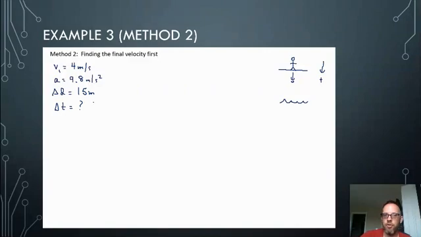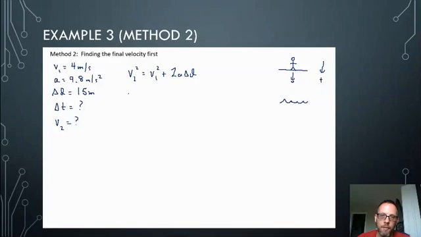Now, this question does not involve V2. We're not asked to find it, but there's nothing saying that we can't find it. So in this question, we're actually going to find the final velocity and use that to get the final time. We can get that by using the timeless equation: V2 squared equals V1 squared plus 2a delta d.